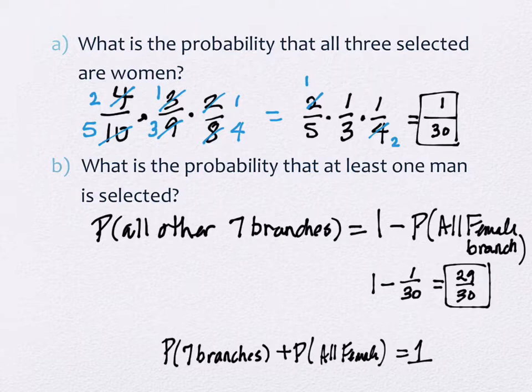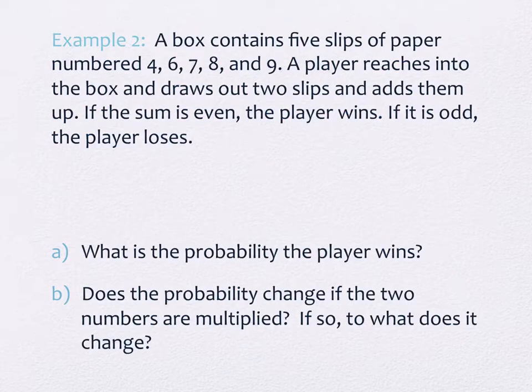All right, example number 2 is an example of one where a tree diagram, you could do that, but there's another very similar argument, and you could do it in a slightly different way, but it still shows work. It's not just randomly pulling nothing out of the air kind of thing. So let's take a look at it. Box contains 5 slips of paper, numbered 4, 6, 7, 8, 9. A player reaches into the box and draws out 2 slips.